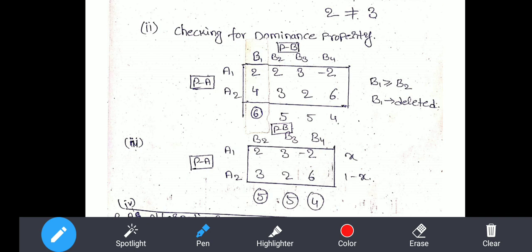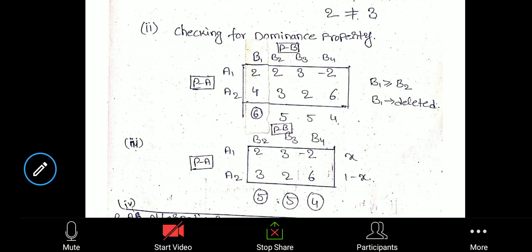Applying the dominance property, the maximum value will be 6. That means b1 is greater than or equal to b2, b3 or b4. First it can be compared with b2. 2 is greater than or equal to 2, 4 is greater than or equal to 3. So the condition is satisfied, which means b1 can be deleted. After deleting that column, the revised matrix is obtained.